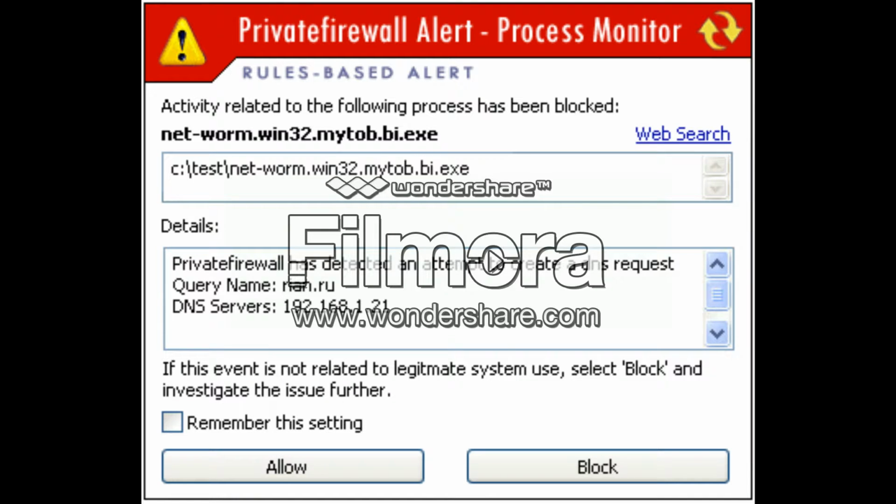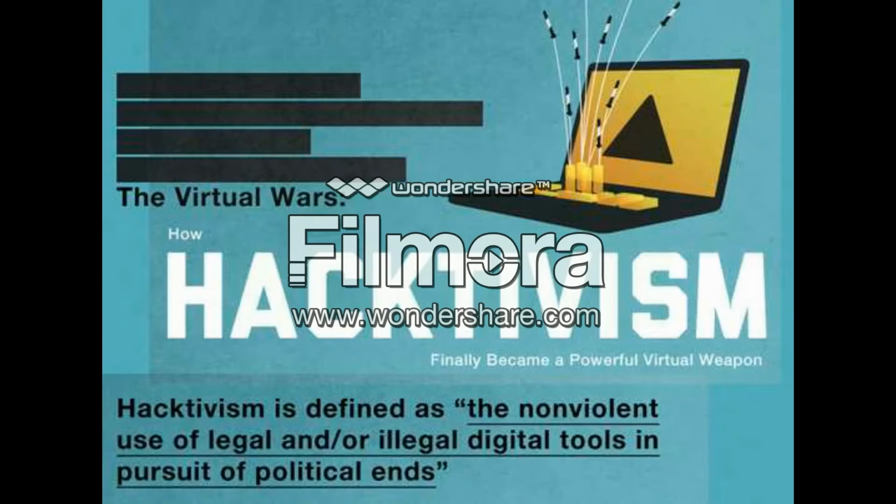Also in the year 2000, people discovered a self-propagating worm that infected computers on different networks and spread rapidly. This worm was later called MyTop worm. Now, MyTop worm eventually led to the term hacktivism. Hackers in the year 2000 were now able to threaten sites and actually push a political agenda.